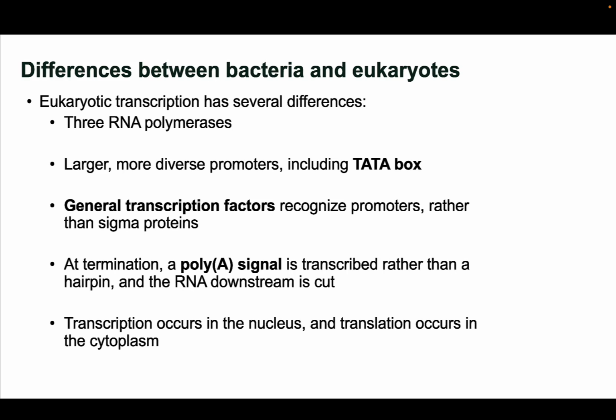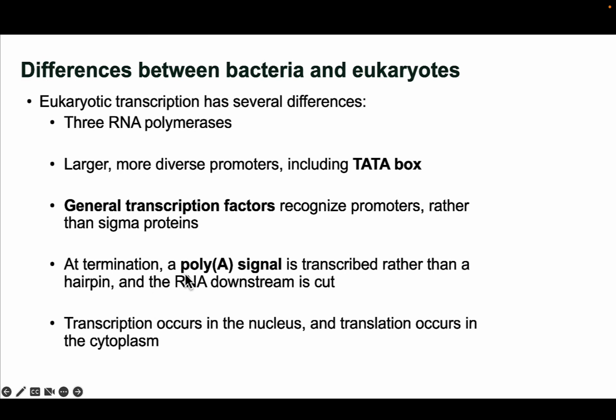A couple differences worth highlighting between bacteria and eukaryotes. So eukaryotes have 3 RNA polymerases, not just the one. We also have larger, more diverse promoters, including the TATA box, which if you take genetics, you'll learn a lot about. And instead of just sigma, we have a lot of general transcription factors that recognize promoters rather than the sigma proteins. And so we talked about some of these when we talked really vaguely about signaling, but also E2F was a transcription factor.